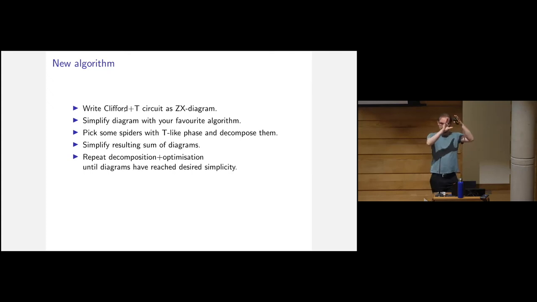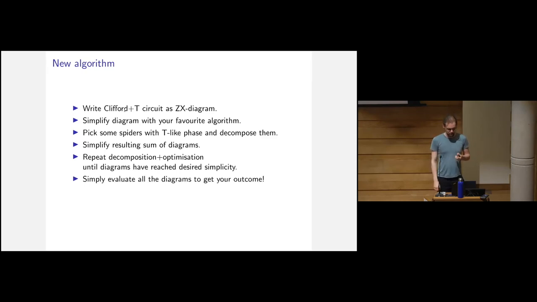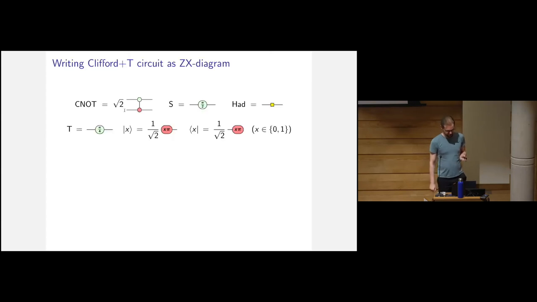So then each of these diagrams we get, we again decompose until each of the diagrams is small enough or simple enough that we can directly evaluate the value it is equal to. So we simply evaluate all these diagrams. And then we have an outcome, and hopefully we are happy. So let's go through all these steps in a bit more detail and see how this works.